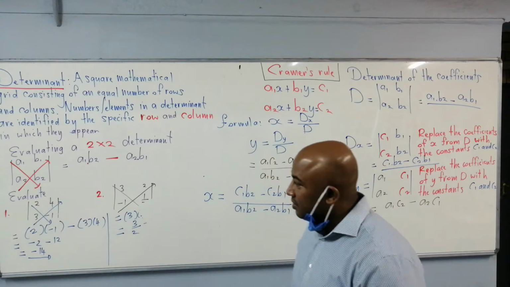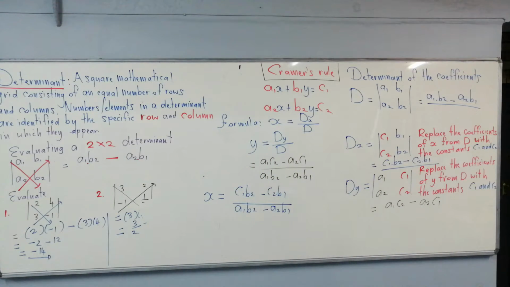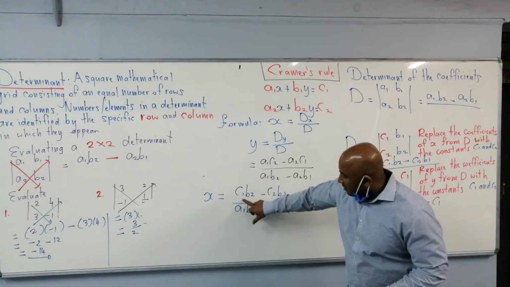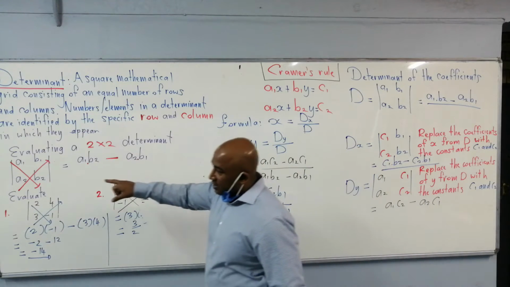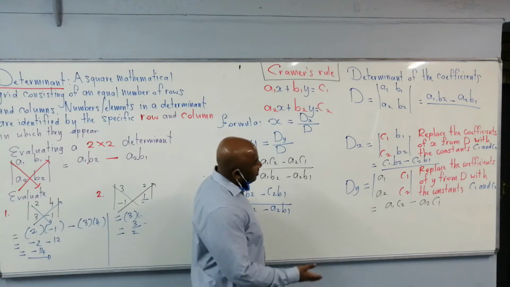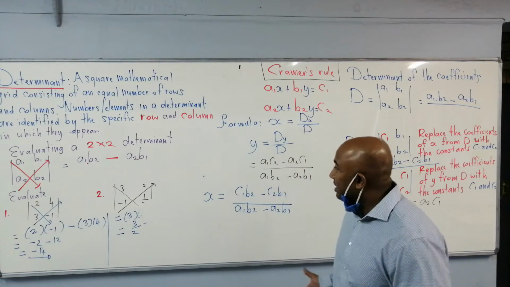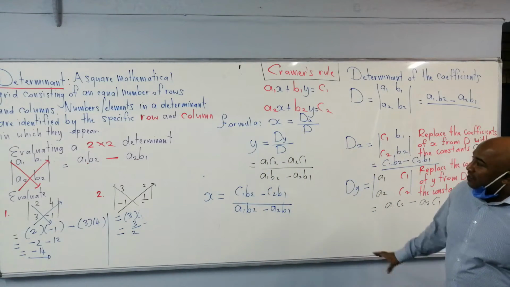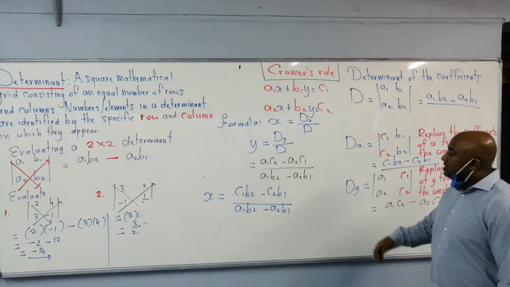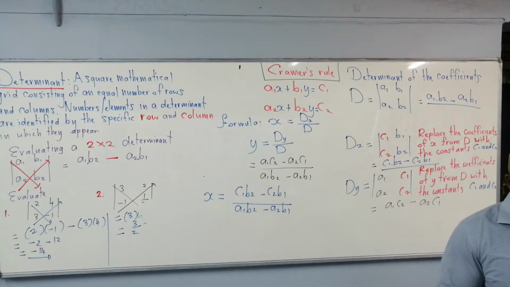And that's Cramer's rule. So look at x here. C1b2 minus c2b1. There it is here. C1b2 minus c2b1. Same thing. Can you see that? So this was using elimination. This only takes less than a minute if you're fast with this. Alright, so now you are ready. We're now going to be working out simultaneous equations using Cramer's rule.